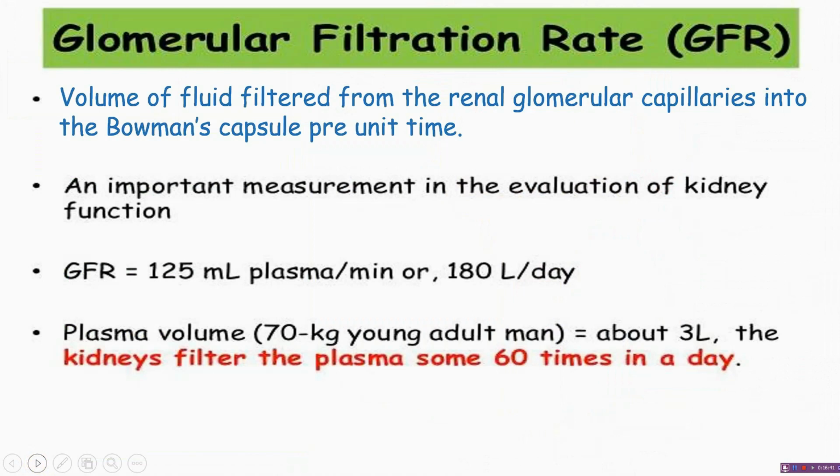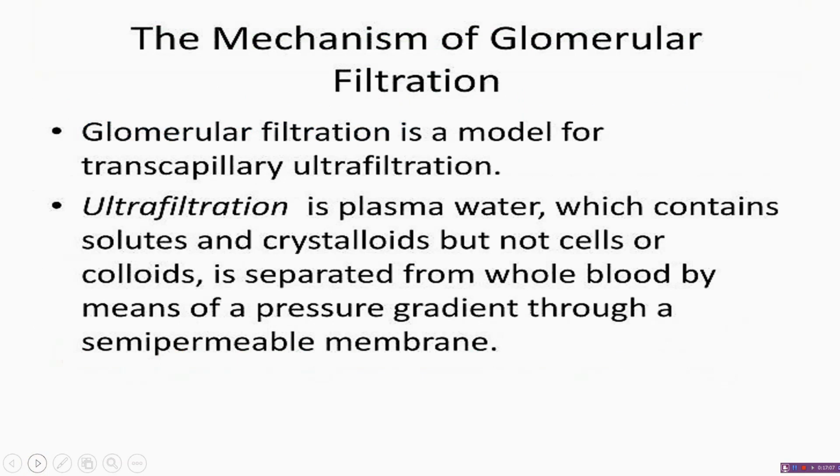Now, coming to the glomerular filtration rate. What is this? It is the volume of fluid filtered from the renal glomerulus capillaries into the Bowman's capsule per unit time. It is an important measurement in the evaluation of kidney function. And the GFR of a normal human being is about 125 ml of plasma per minute. It forms the ultrafiltrate. It is a model for transcapillary ultrafiltration.